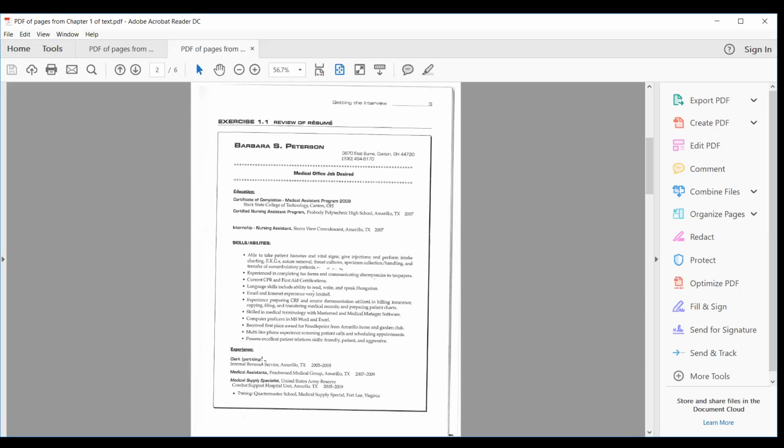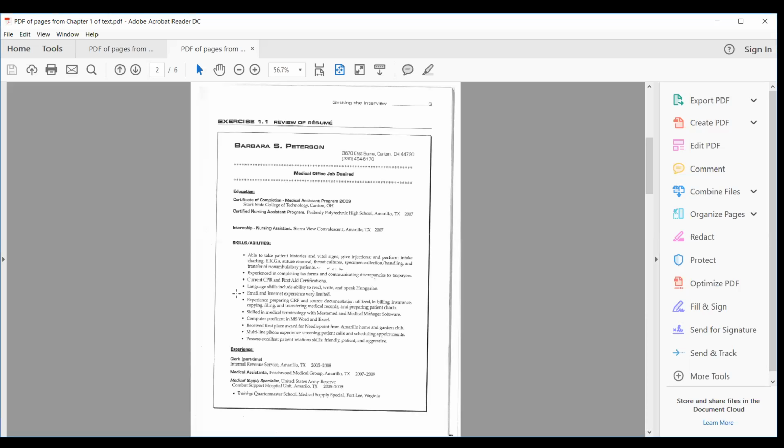Experience, this is sort of related. Clerk part-time at the IRS service in San Antonio, or in Amarillo. So there, as a clerk, you would be having customer service skills, probably computer skills, and multi-line phone experience. Now, if we go back up here to skills and abilities, for this job, is it critical that she received a first place award for needlepoint? No, I wouldn't put that in.